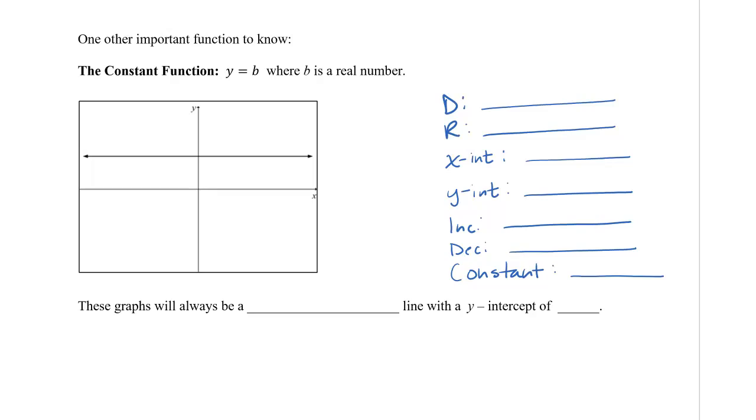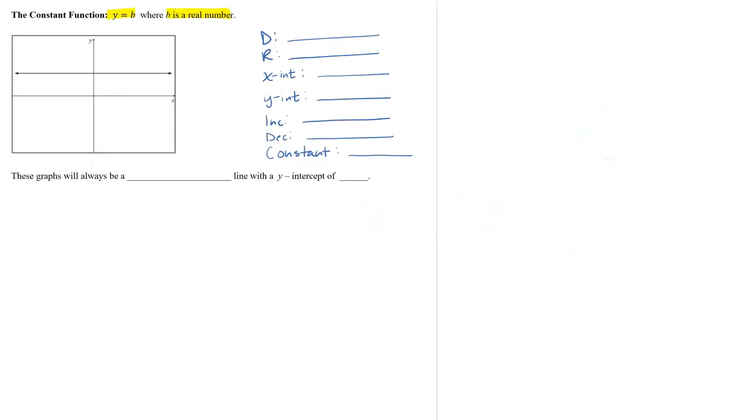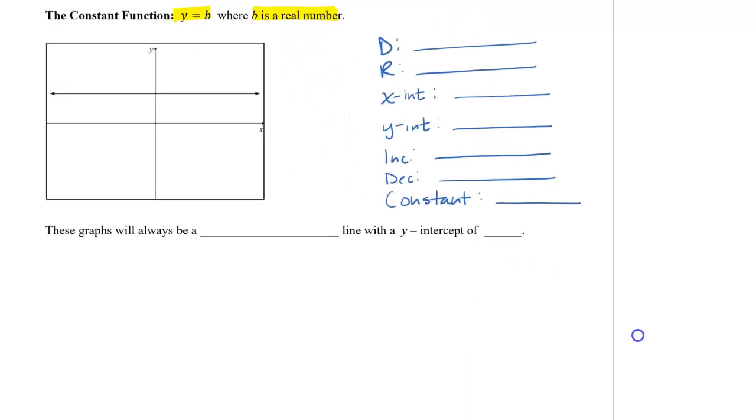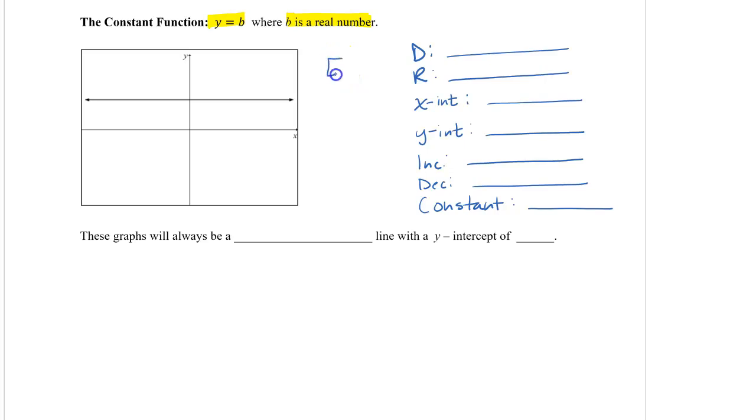Unit 2, Lesson 1. The last function we'll look at is the constant function. This function's equation is y equals b, where b is some real number. So just to give this some substance, let's let b equal 2. So I'm going to put an example in here.